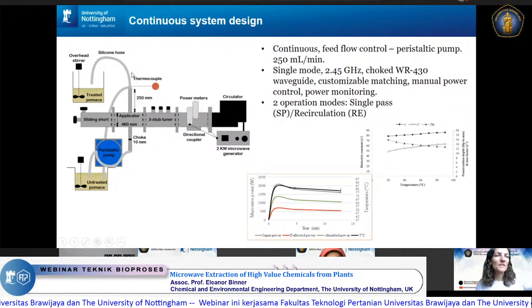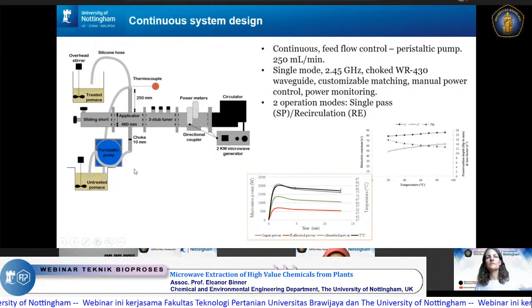Okay. So in recirculation mode, we would attach the outlet to the inlet so we could run it round and keep microwaving it for 20 minutes and maintaining it at the set temperature. And you can see from this one, we had really good temperature control here.